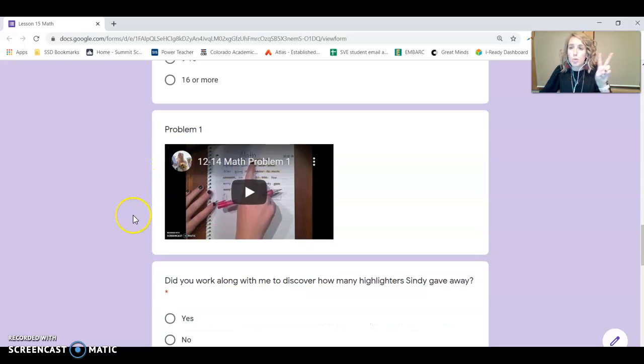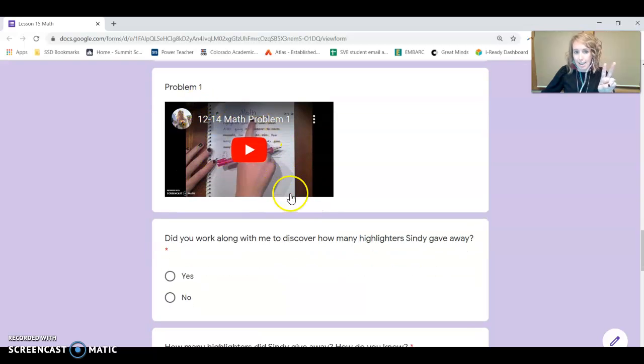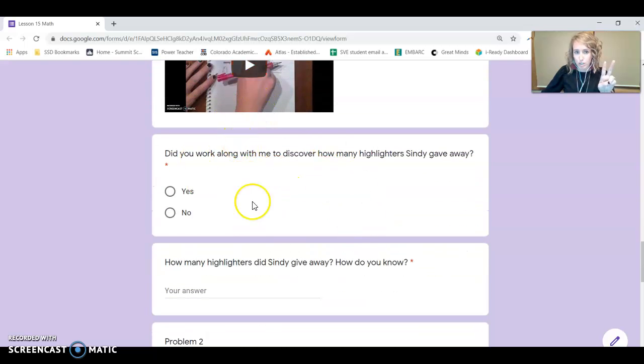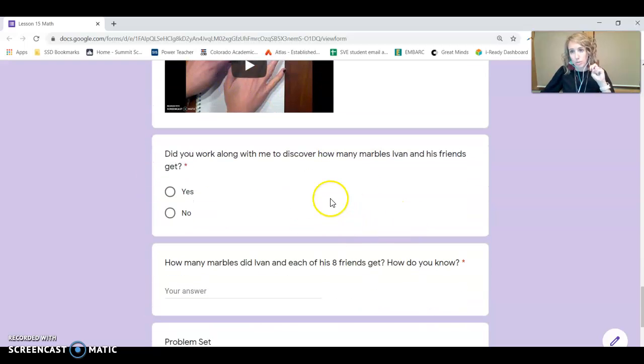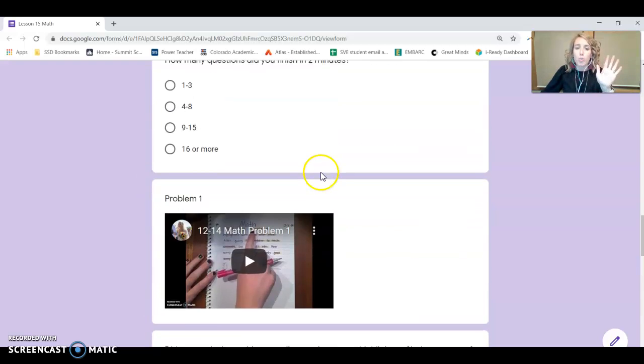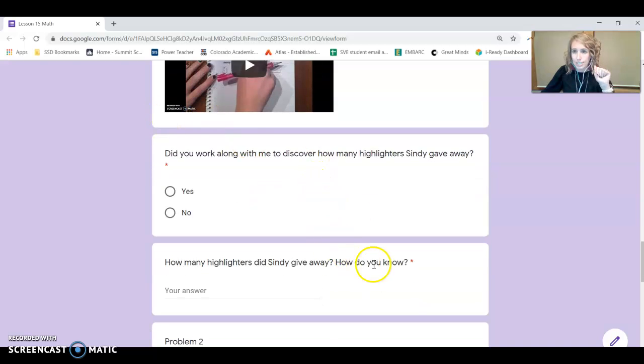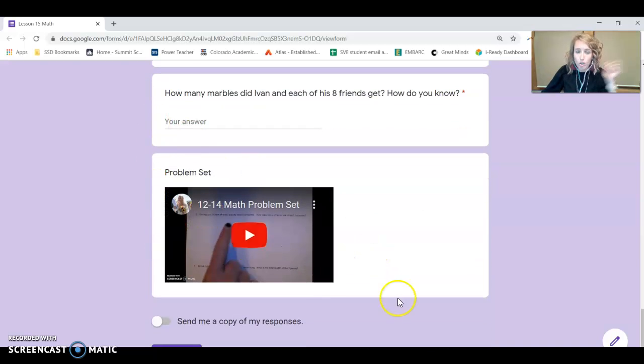You have 2 problems that you're going to watch me solve today. These problems are going to help you on your problem set. There are only 3 questions on your problem set, but I need to see how you solved them and what your answer is. Problem 1 is about Cindy and highlighters. And problem 2 is about Yvonne and some marbles. You're going to watch both of those and answer these questions, and then you're going to do your problem set and upload it to Seesaw.